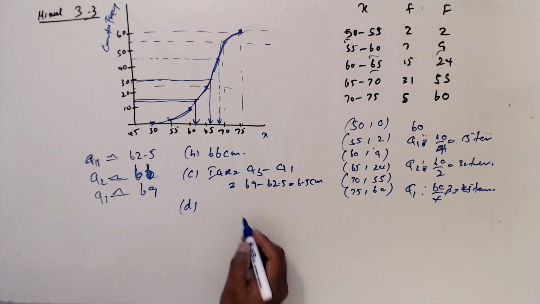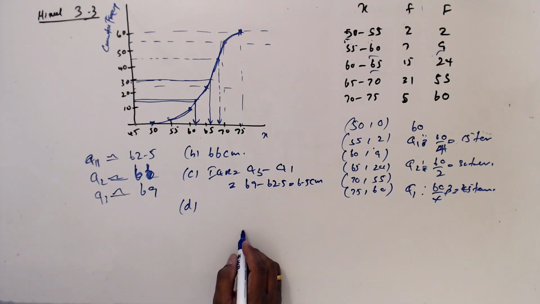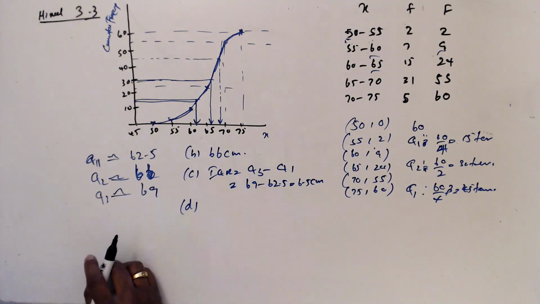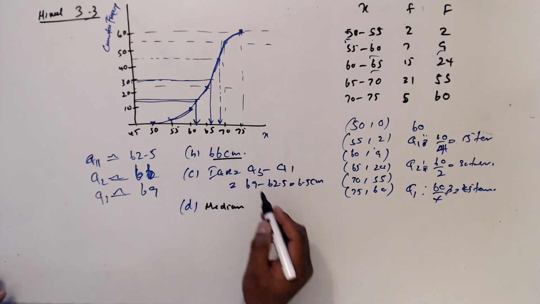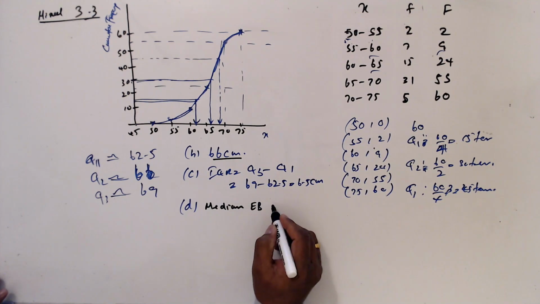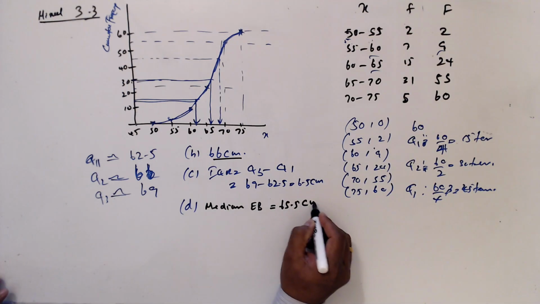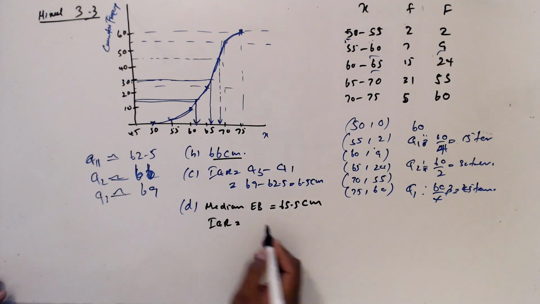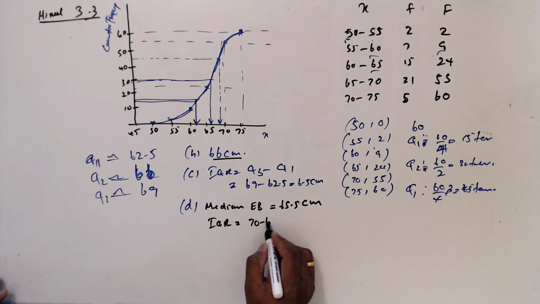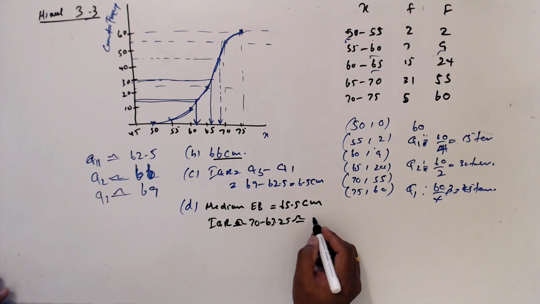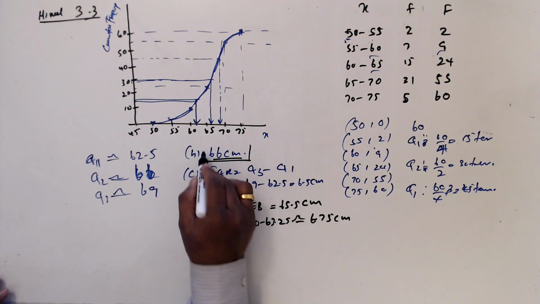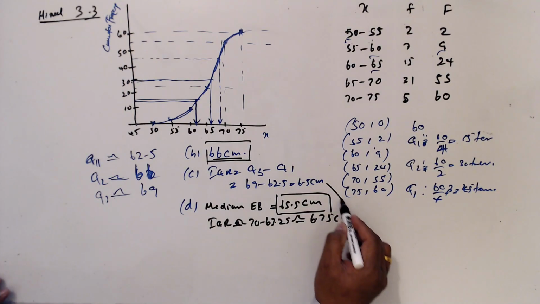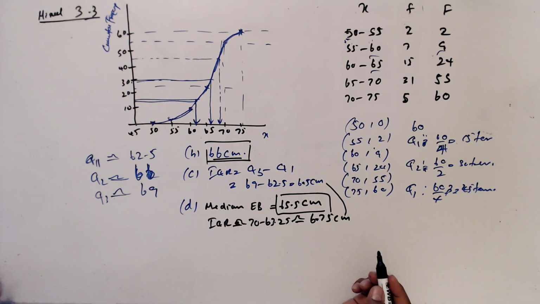Part D, we have another graph. The diagram shows the distribution of the length of the European badgers. Compare the median for honey badgers and the median for European badgers. We will get 65.5 centimeters, and the IQR we will get 70 minus 63.25, approximately 6.75 centimeters. So now we have two values, 66 versus 65.5, and for the spread, 6.5 and 6.75.